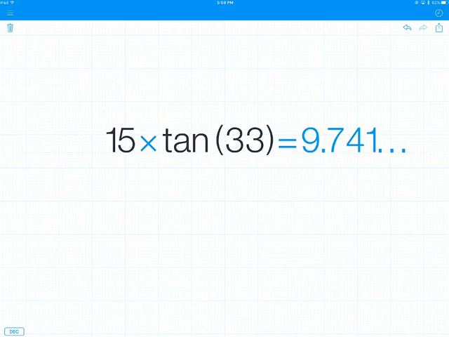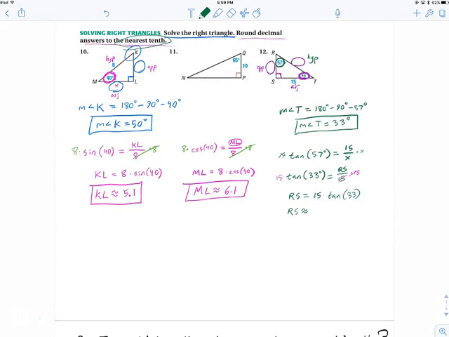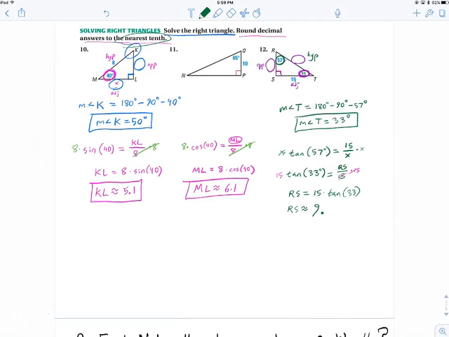Okay, so that gives me 9.741. Now I'm not going to box that in because I will need to shorten that to the nearest tenth. But first, I'm going to use that now to do the Pythagorean theorem on this.